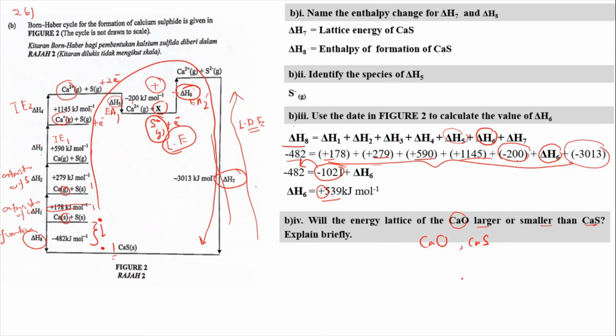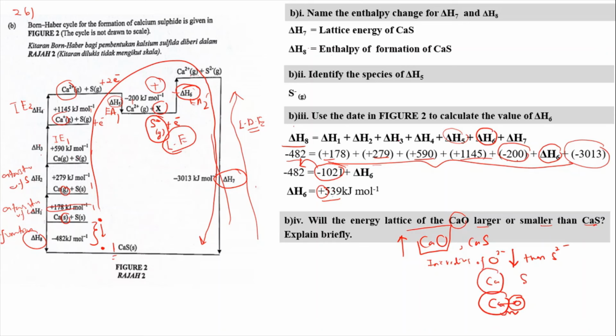Okay, so for this one, we can say that the calcium oxide will have a higher lattice energy. This is because the ionic radius of O2 minus is smaller than S2 minus. Okay, bila ionic radius dia makin kecil, so this oxygen, so they are more closely together.